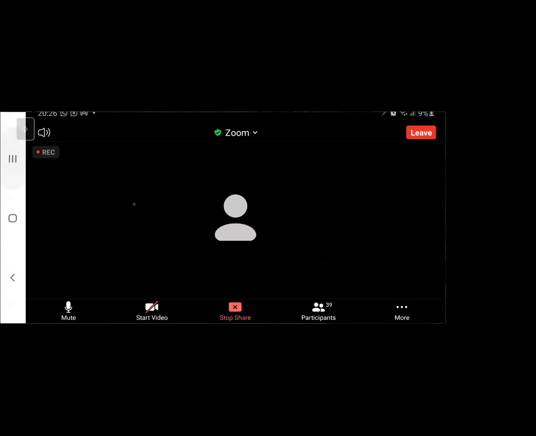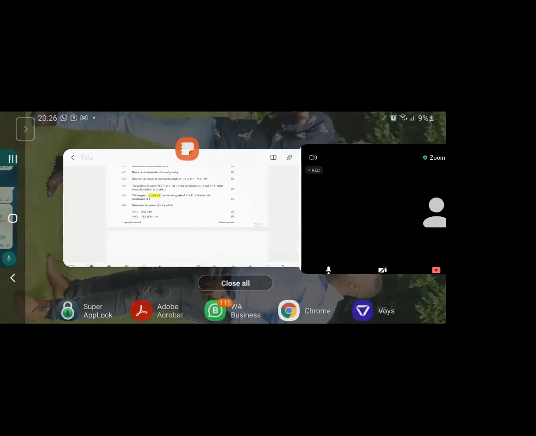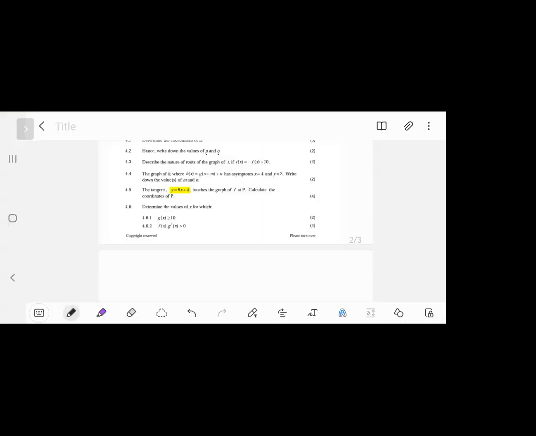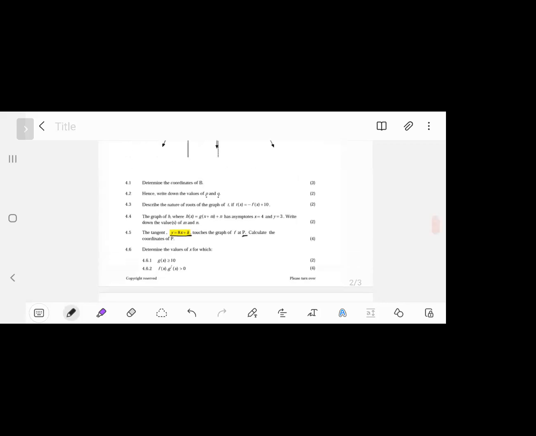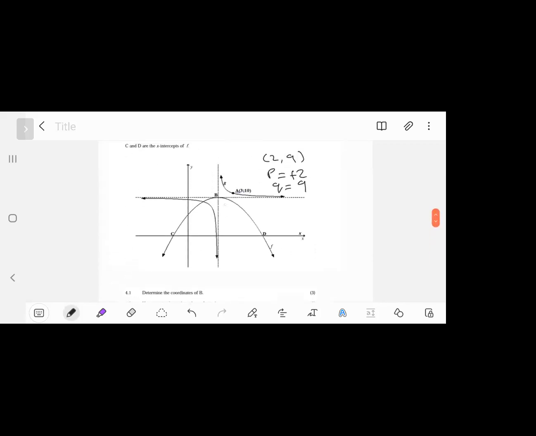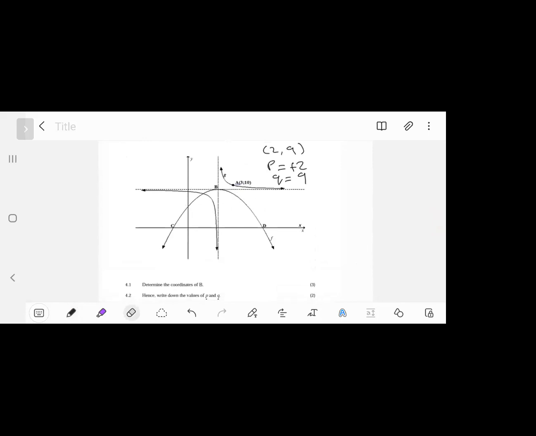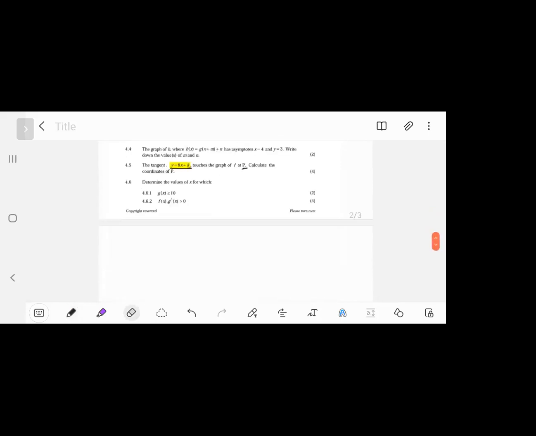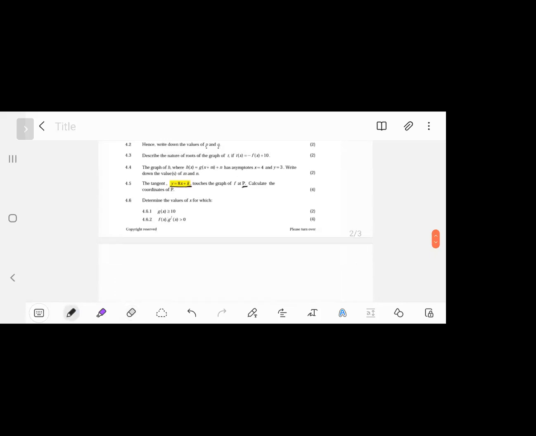So now they are saying to us that the tangent, they never give us the k, touches the graph of f at P. On the graph of f here we don't have P, so it's another P that we don't know where it is. Calculate the coordinates of P.